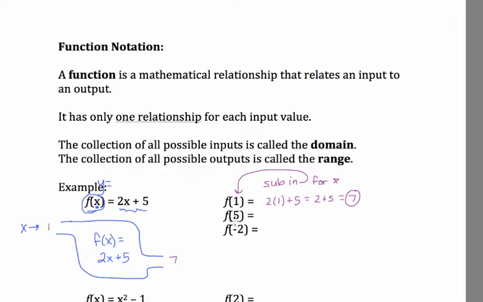If I put in a 5, the x is 5. 5 is my input into the function machine. Goes into the function machine, the equation gets applied, and then comes the output. So f of 5 equals what? Well, if 5 goes into that equation, 5 will get subbed in for x. And the output is 15.